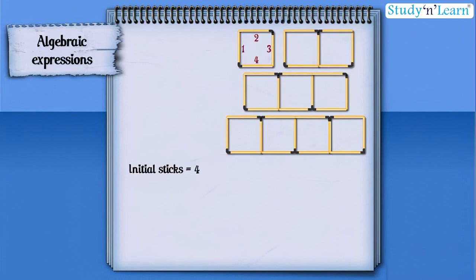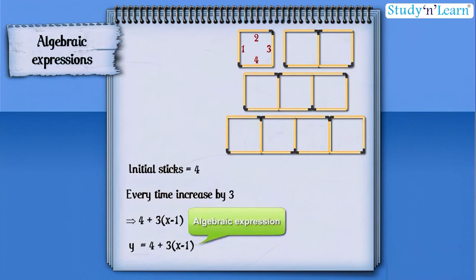Initial sticks is equal to 4. Every time it increases by 3. And the number of times we add 3 is 1 less than the number of squares, which is x. This implies 4 plus 3 into x minus 1. So y is equal to 4 plus 3 into x minus 1. Such generalized forms are called algebraic expressions.